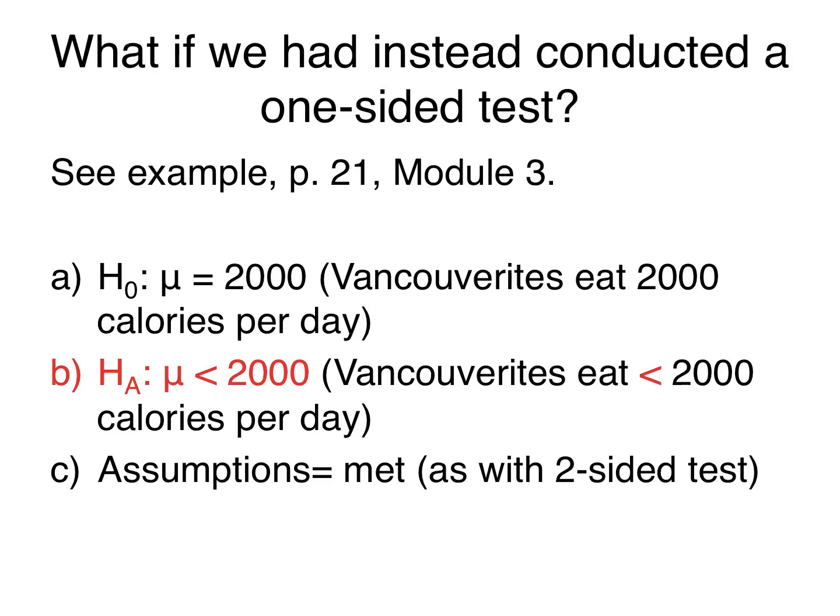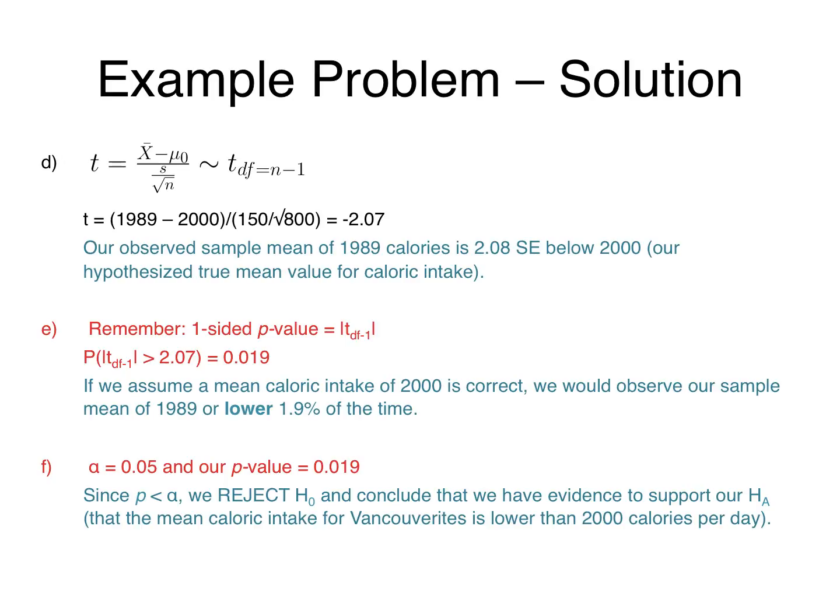Sometimes we're interested only in determining if our sample mean is higher than the population mean or lower than the population mean. In this case, we could do a one-sided test rather than a two-sided test. Our alternative hypothesis would be different in this case. For example, it could be that the mean is less than 2000 calories per day. Our assumptions would still be met based on our study design, and our calculation of our t-statistic would also be the same. So it would give us a t-statistic of negative 2.07.